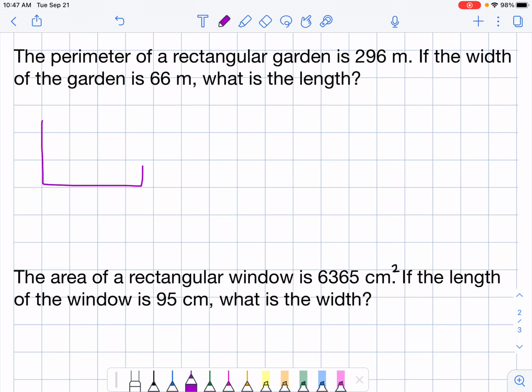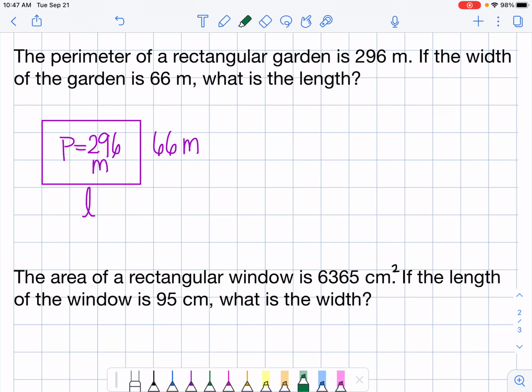And it doesn't have to be drawn to scale. So I have a perimeter, and I'm going to write this in the middle. Perimeter is 296 meters. It says my width is 66 meters, and I have to find my length. I'm going to call it L for length.